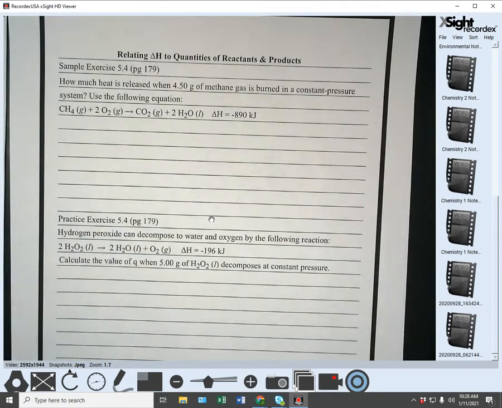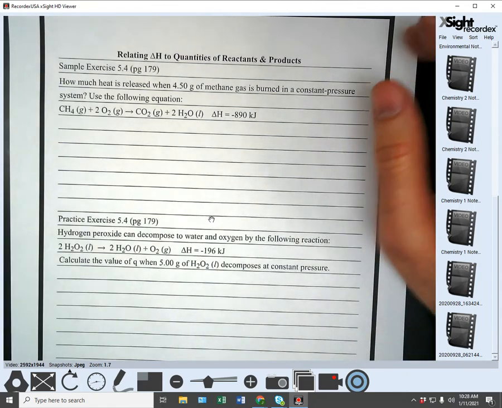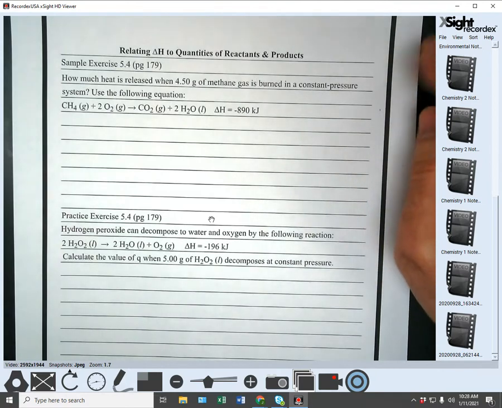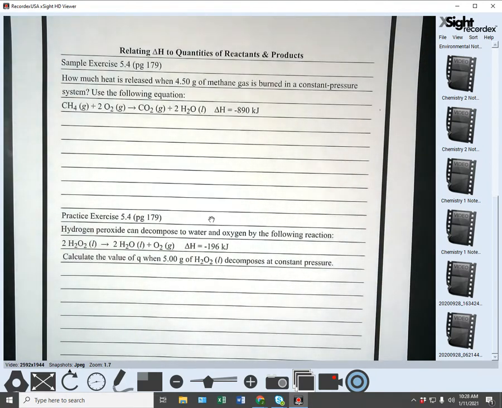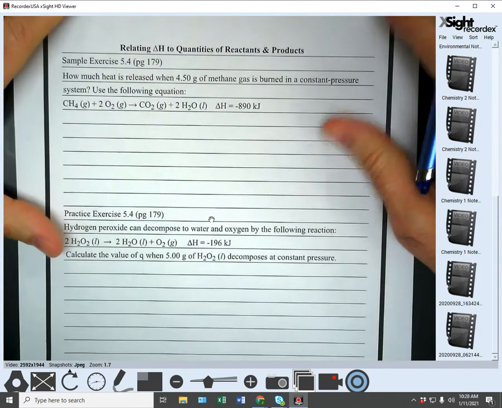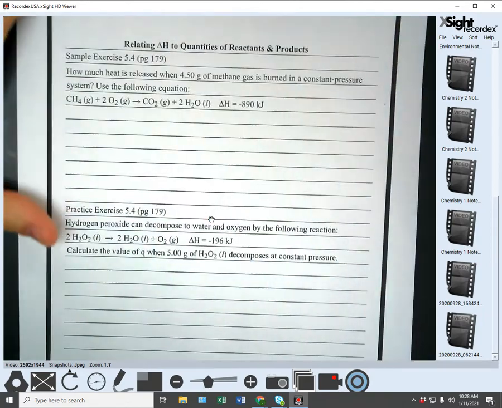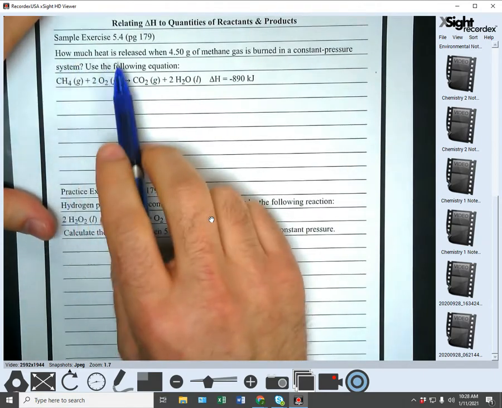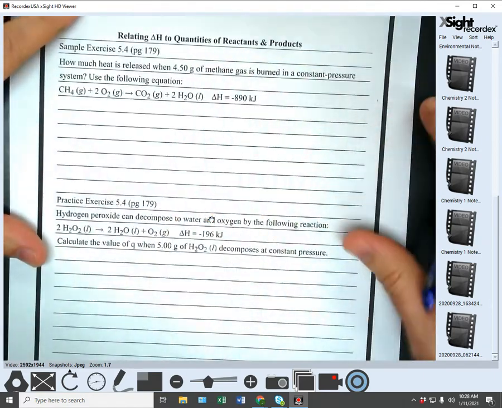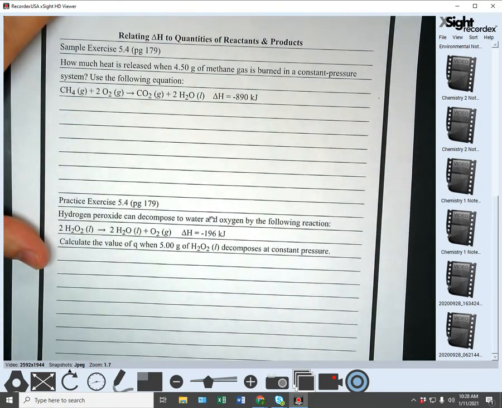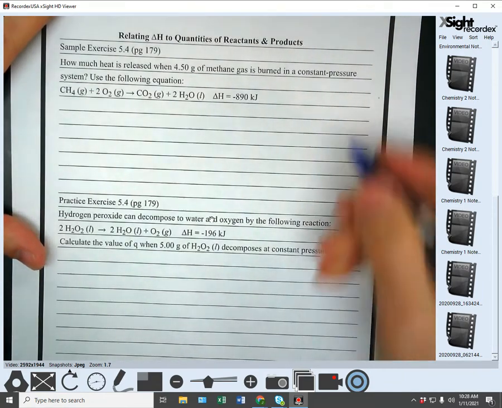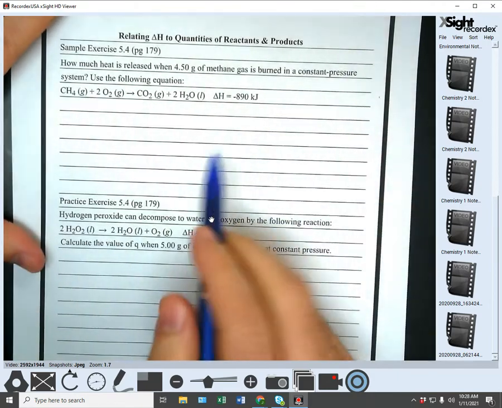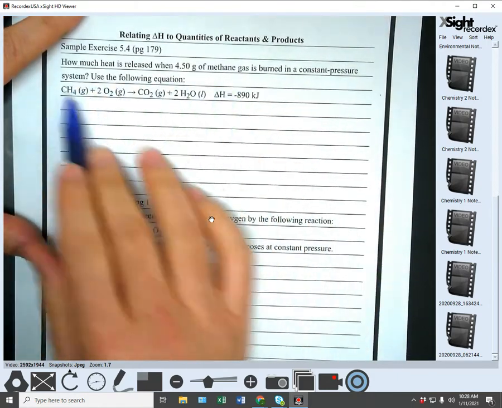Hey guys. This goes along with the 5-4 enthalpies of reaction notes. These are some example problems that I'm just going to work through to help you understand how to do them. This is sample exercise 5-4 on page 179 in your book. I've got it all written out here, so we don't need to go to the book to see it. How much heat is released when 450 grams of methane gas is burned in a constant pressure system? Use the following equation. All right, so we're given a thermochemical equation here, right?